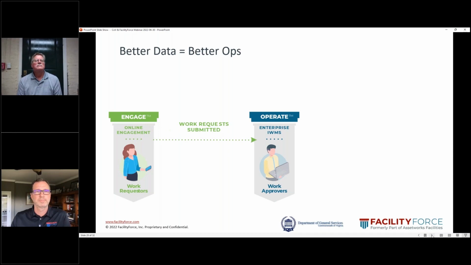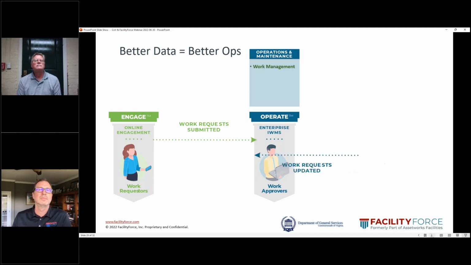When we look at the entire system with all the parts together, we've got better data, which is going to make our operation smoother and more streamlined. So when work requests, for example, come in from our online portal, those get submitted and they're automatically moved to the work approvers in the IWMS system.